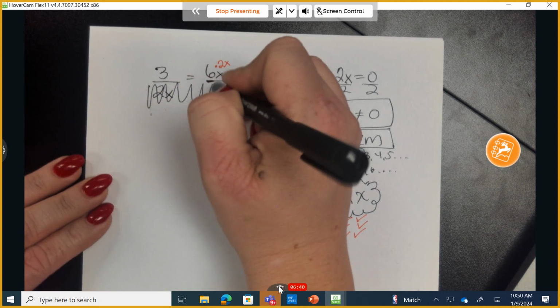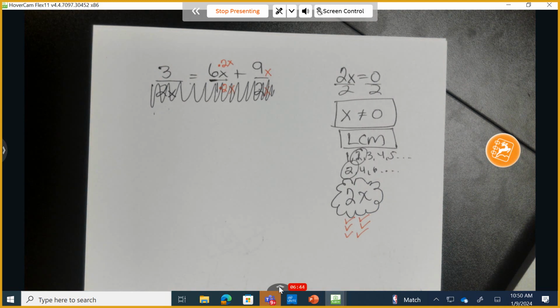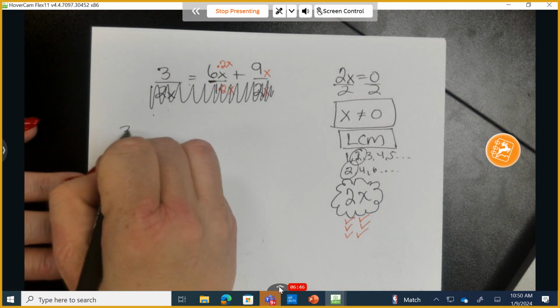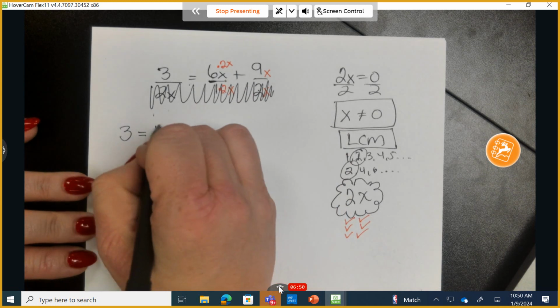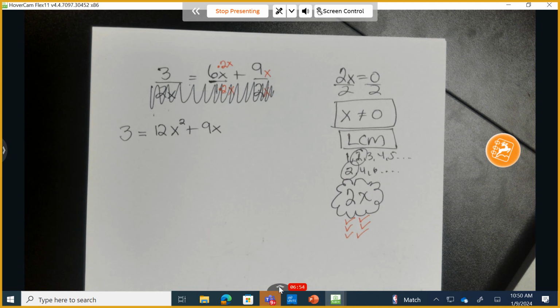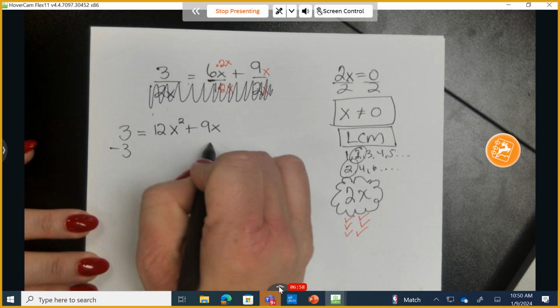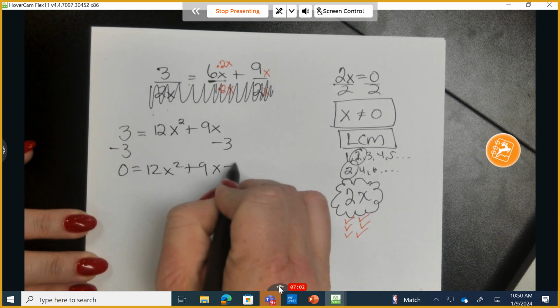Once the denominators are the same in a rational equation, we can cancel out the denominators and just write down the numerator. 3 equals, okay, this is tricky, 6 times 2 is 12, and there's 2 x's, so x squared. I'm going to move the 3 to the other side by subtracting. There's nothing left on the left-hand side.